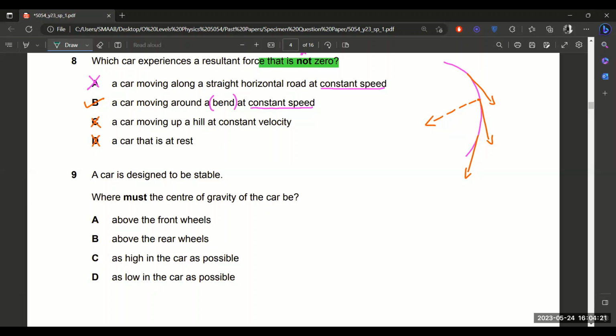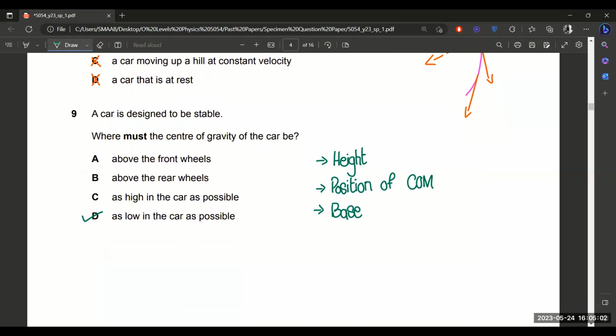In this question, the options are above the front wheel, above the rear wheel, as high in the car as possible, and as low in the car as possible. So the answer is very simple. You need to place your center of mass as low as possible, because we already discussed the factors: height is important, secondly the position of the center of mass or center of gravity, and the third one is the base of an object or a vehicle.